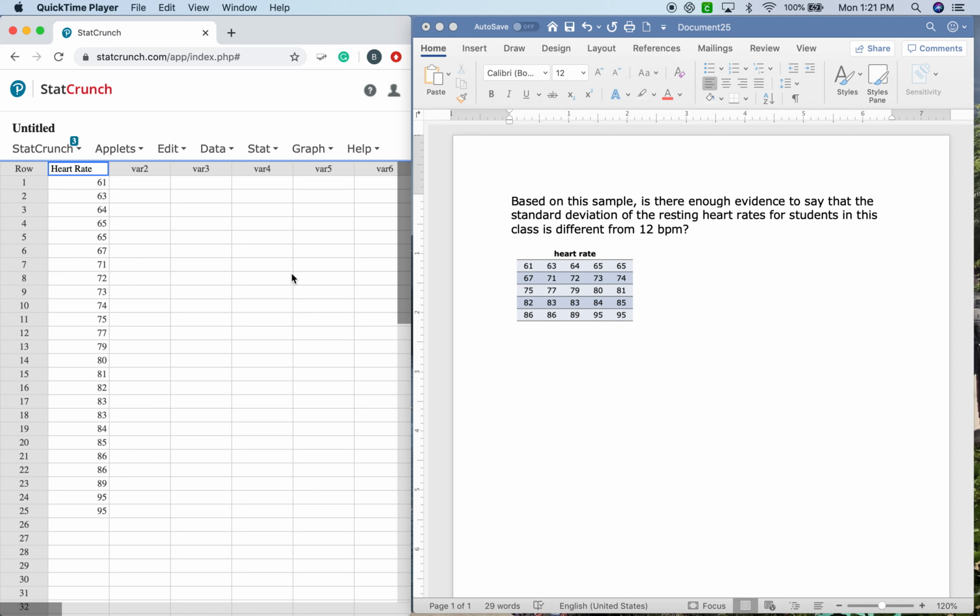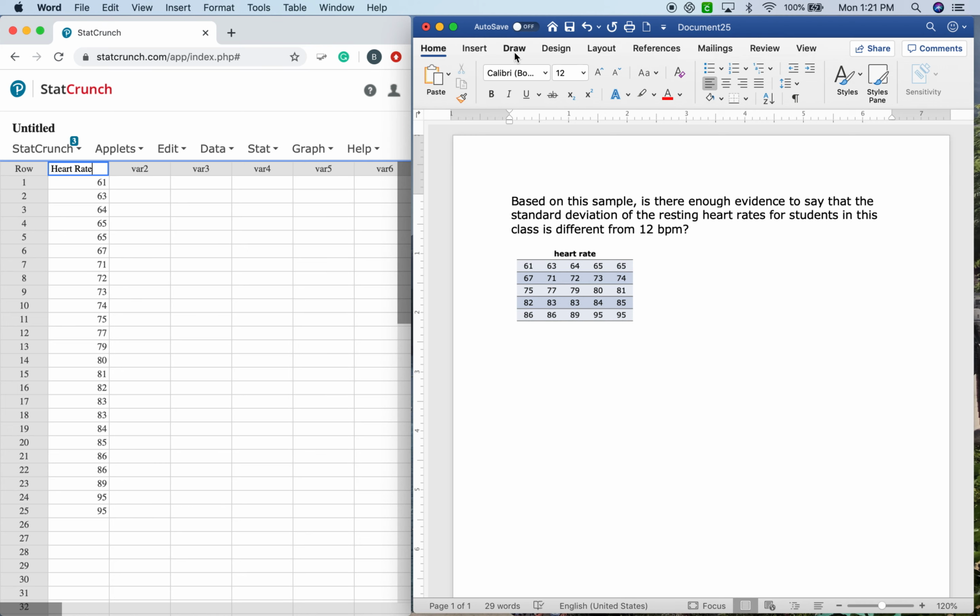In this video, we're going over how to test a claim about the standard deviation in StatCrunch. So this problem is similar to the previous one. This one is still about beats per minute, but the difference is it's given a data set. So based on this sample given here, is there enough evidence to say that the standard deviation of the resting heart rates for students in this class is different from 12 beats per minute?